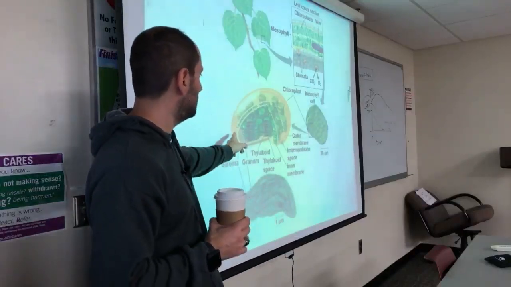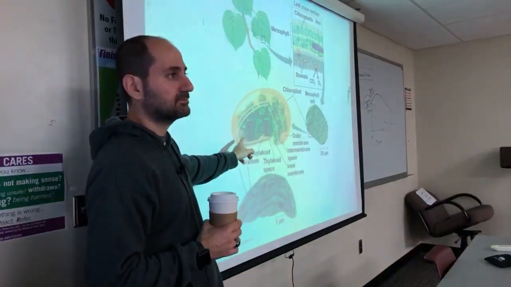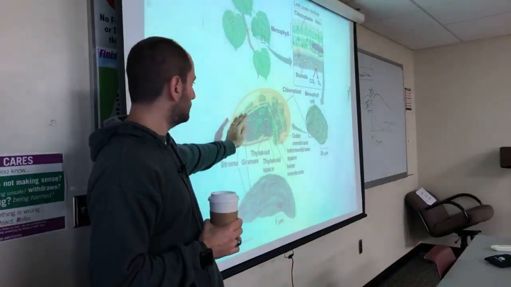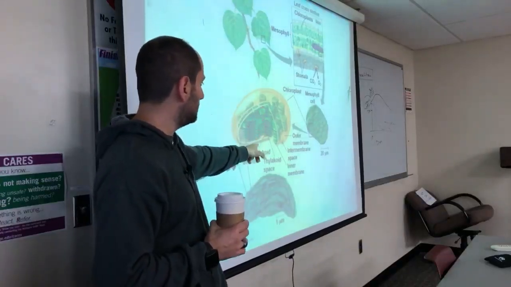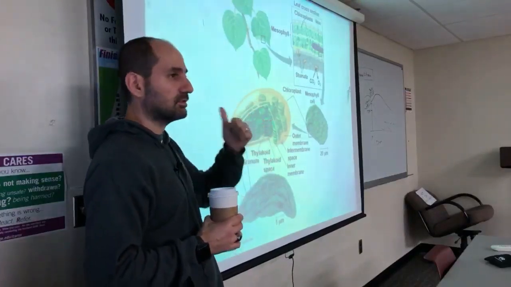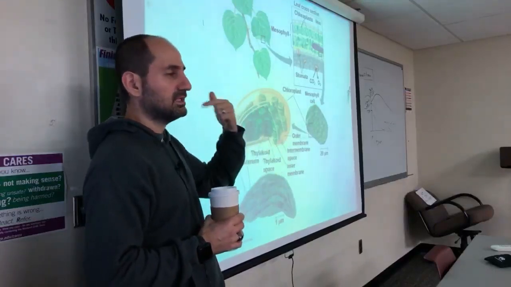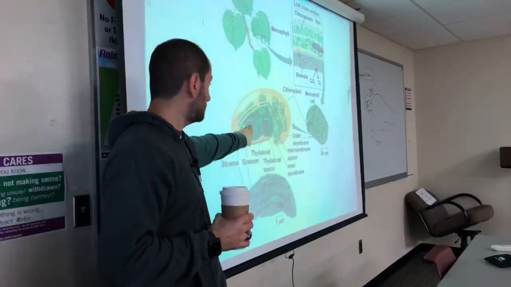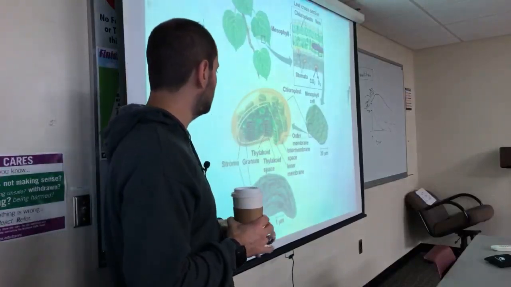And then you should know that the chloroplast has this structure here. Outer membrane, inner membrane, stroma. You should know the terms granum, thylakoid membrane, thylakoid. Thylakoid space is the space inside. All of that stuff is good to know.